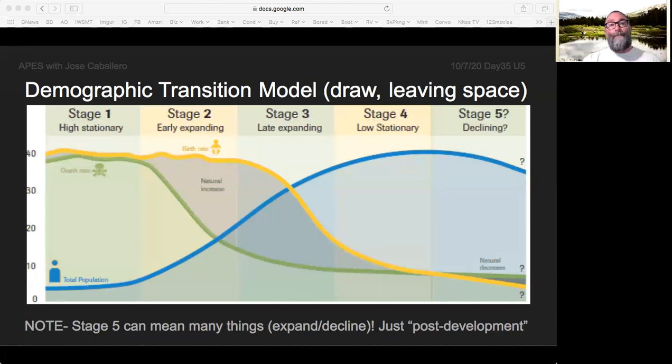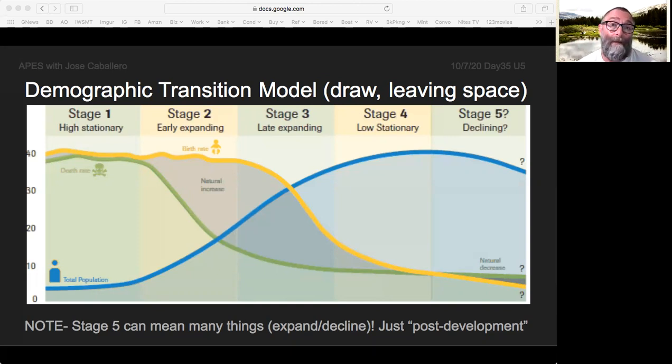So what we have happening here is we're tracking birth rate and death rate. You can see in this image that the death rate is green and the birth rate is yellow. And then we're tracking total population. So as a nation develops, what happens to birth rate, death rate, and population? You'll have to break that out in each of these stages.